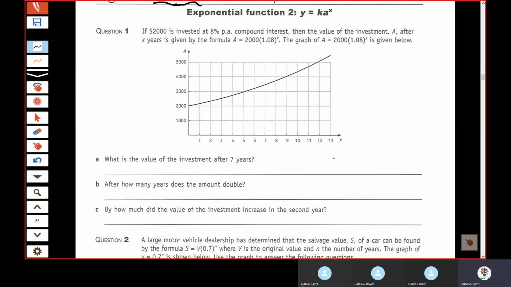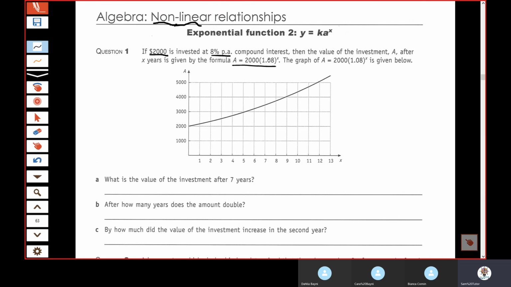If $2,000 is invested at 8% per annum compound interest, then the value of the investment A after X years is given by this formula here: 2,000 times 1.08 to the power of X. Any questions at this stage? So that's the formula. They've drawn it for you, just so you know where this is coming from, something that you've done a million times, but maybe you haven't put 2 and 2 together. As you're in year 12 now, everything starts to work together. So there's your compound interest formula.